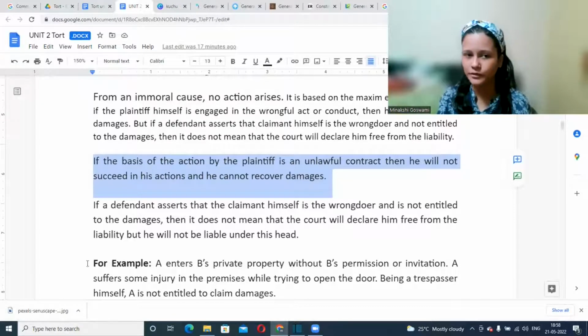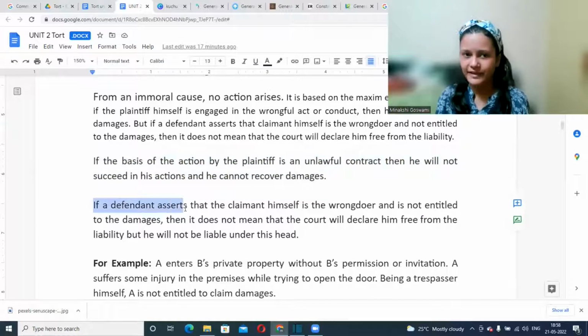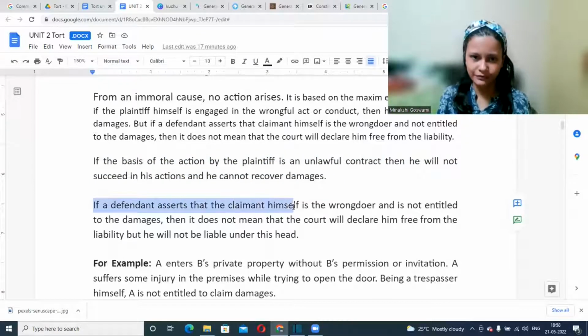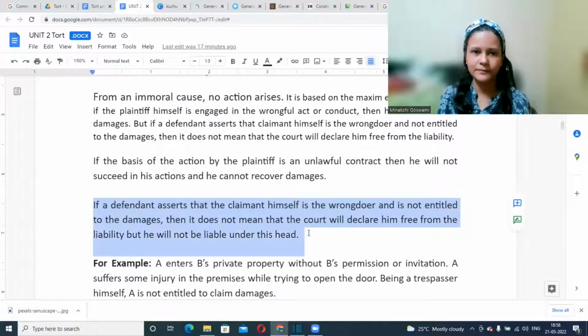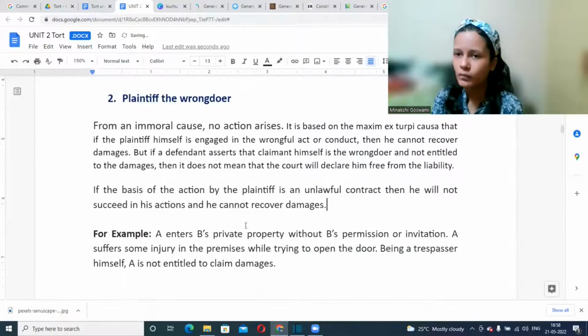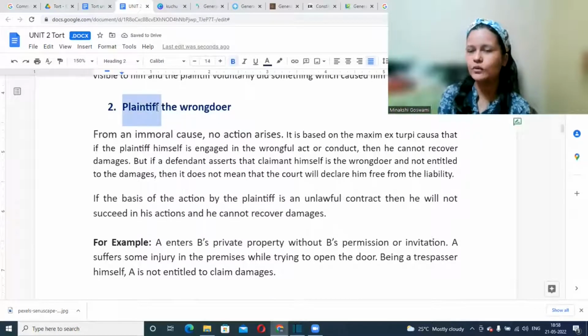That's very much important. If a defendant asserts that the claimant himself is the wrongdoer, he is not entitled to damages. So when a person, the plaintiff, is going to the court and filing a case, he should be right and proper in his actions. Otherwise, it might be proved that no, he is not entitled. The defendant can claim this defense.